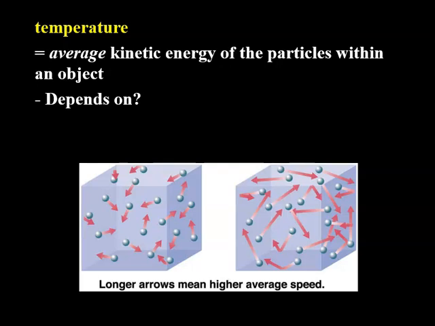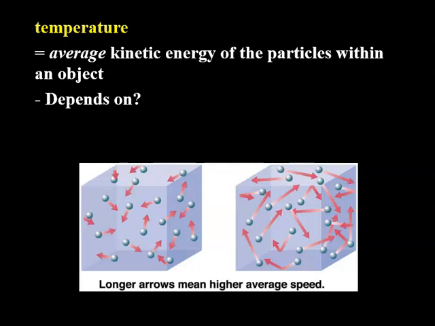Temperature is defined as the average kinetic energy of the particles in an object. Let's review. Kinetic energy is energy due to motion. Potential energy was energy due to position, but we're focused on kinetic energy, energy due to motion. Here we have two boxes that contain 20 particles each. In the left box, the particles are traveling at a certain speed, but in the right box, we use longer arrows to show that they're traveling at a faster speed.